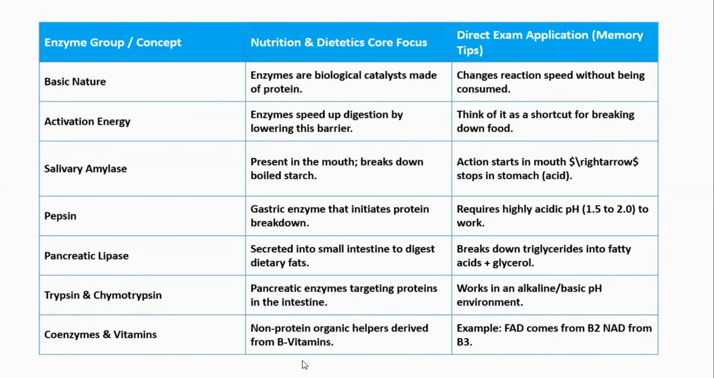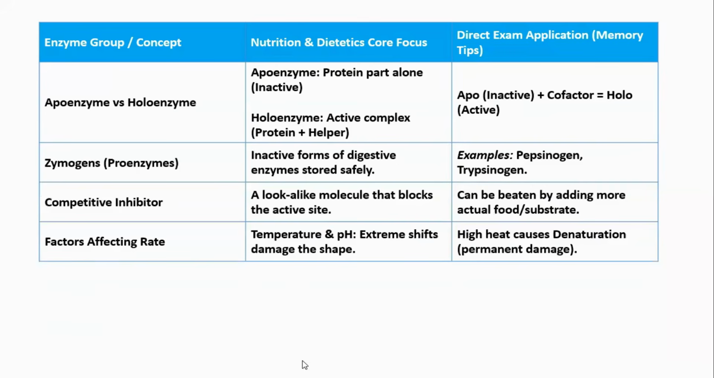Many enzymes need helpers called coenzymes. Most of these are derived from B complex vitamins. For example, FAD comes from vitamin B2 and NAD comes from vitamin B3. So don't confuse apoenzyme and holoenzyme. Apoenzyme is the inactive protein part alone, while holoenzyme is a complete active enzyme formed after combining with its cofactor.